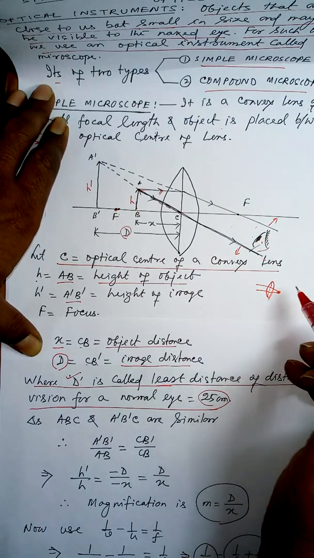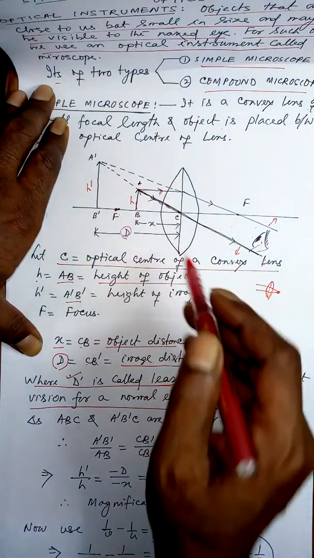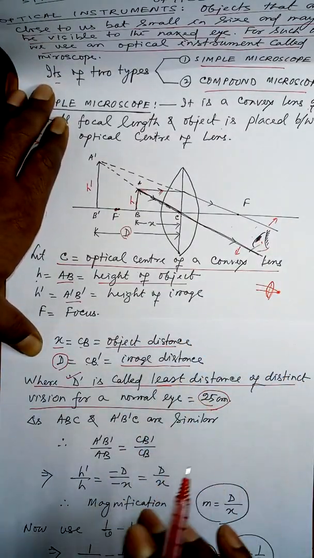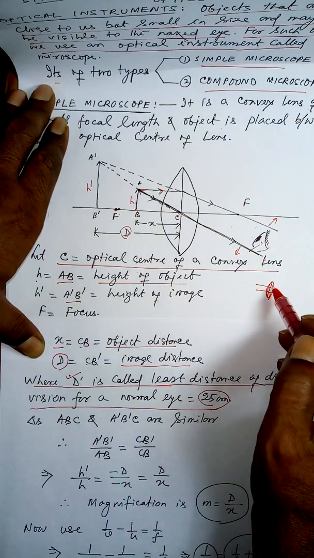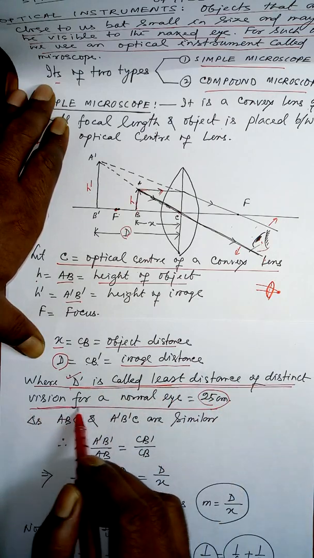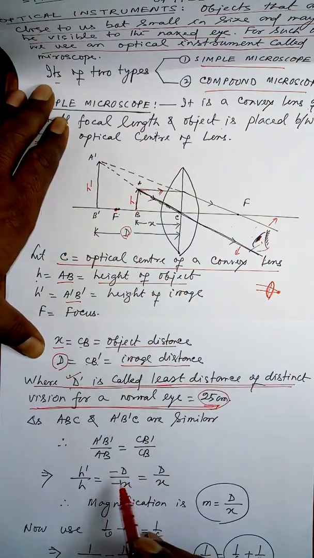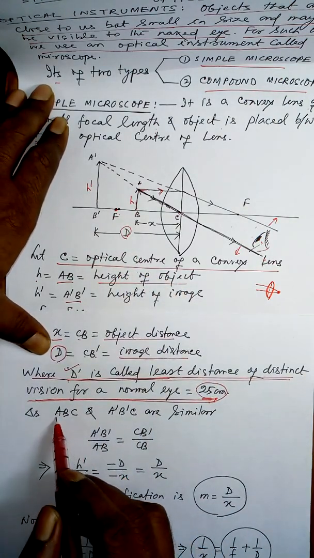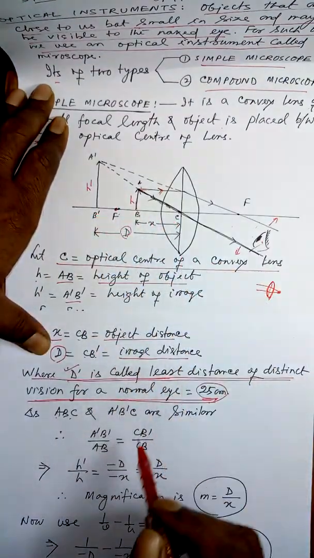So the minimum distance from which your eye can see an object clearly without much adjustment to the curvature of the eye lens is called the least distance of distinct vision, which for a normal eye is 25 centimeters. So I have taken it as D. Now look at triangles ABC and A'B'C.